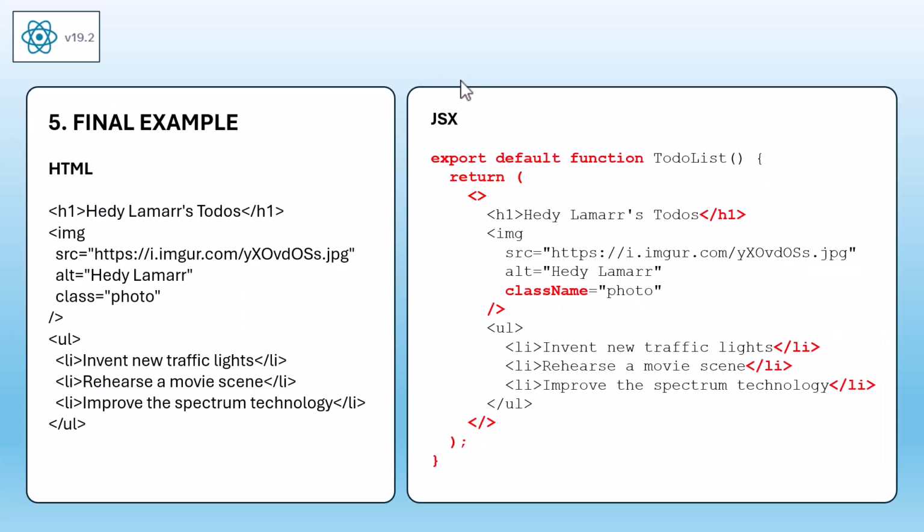5. Final example. When you put everything together, wrapping the content in a single root, closing all the tags, and adjusting attribute names, your React component becomes clean, valid JSX. At this stage, your component can render a heading, an image, and a list of items without errors. You'll notice that React doesn't complain anymore, and what appears in the browser looks exactly as it did in your original HTML. This process shows the power and simplicity of JSX. It lets you write declarative, structured markup inside the same file as your logic, keeping everything tightly connected.